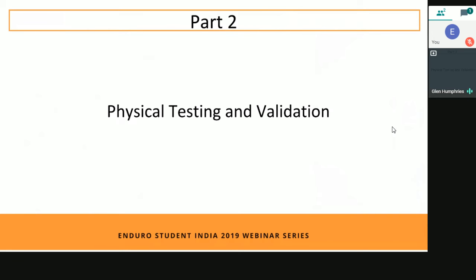All right, spin on to part 2, physical testing and validation. So hopefully part 1 has given people something to think about in terms of doing your FEA in a way which is actually really useful for the design of your vehicle, the design of your constraints, the design of your components. Part 2, physical testing and validation.